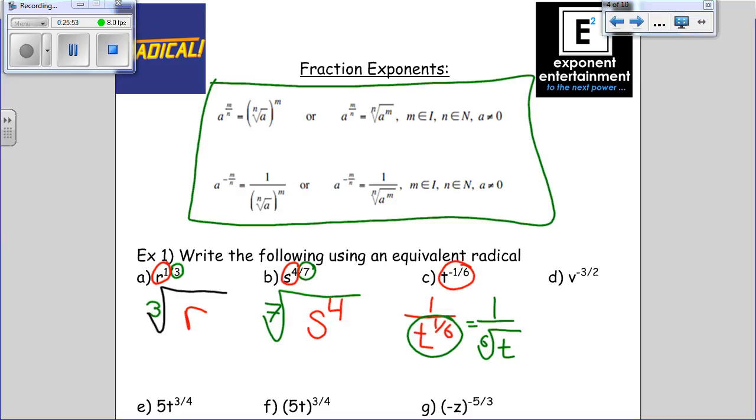Yep. Alright, try D on your own. So give it a shot. It's very similar to C. So give it a shot. I'll write the steps on the board.